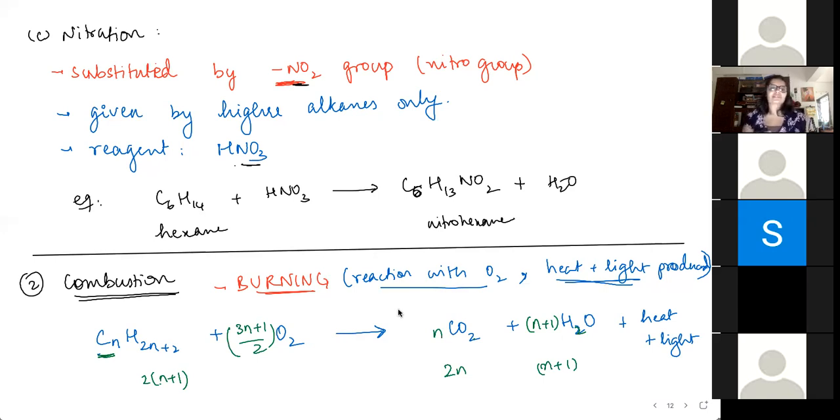There's nothing else to combustion. It's literally burning. When you burn any carbon compound, you get carbon dioxide. If it has hydrogen in it, you get water vapor. That's it.